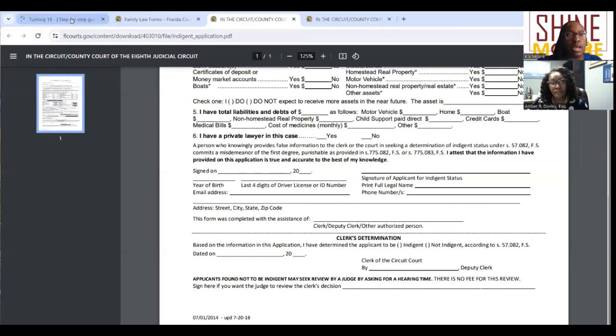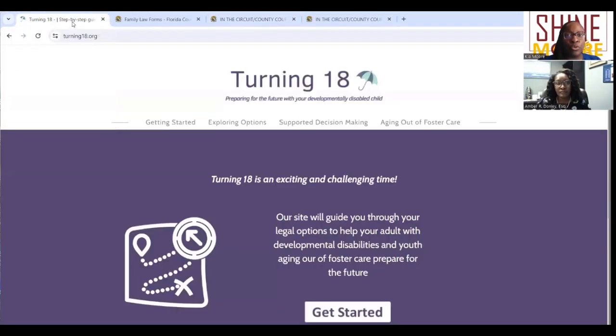The next site that Amber mentioned to us, Attorney Donnelly, was Turning 18. Here is that site. So I got to tell you, when I was first introduced to this site, I was so excited about it. I believe it's a nonprofit organization or a law firm that's a nonprofit and provides legal services to indigent folks who created this website.